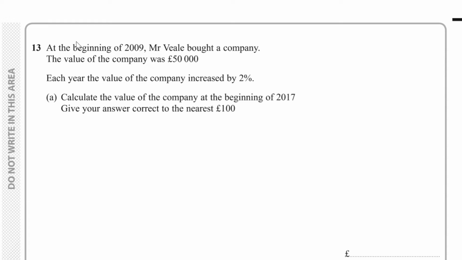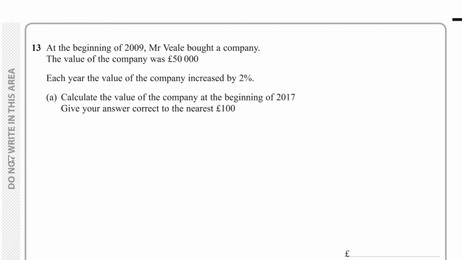Question 13. At the beginning of 2009, Mr. Veal bought a company. The value of the company was £50,000. Each year the value of the company increased by 2%. We have to calculate the value of the company at the beginning of 2017. We have to give our answer correct to the nearest £100.